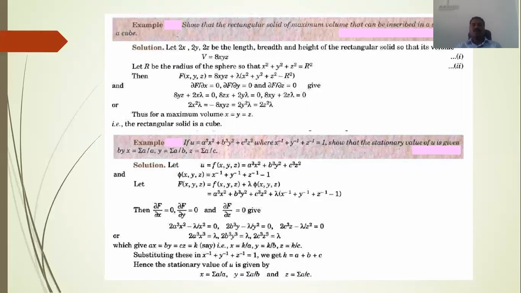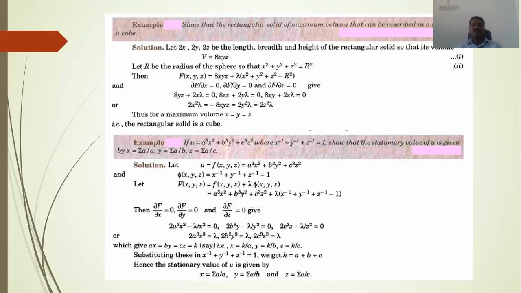Now, what is the volume? 8xyz. What is the constraint? x² + y² + z² − r² = 0, because that has to be fitted into a sphere. Now let us construct the Lagrange function, capital F of xyz equal to 8xyz plus lambda times (x² + y² + z² − r²).